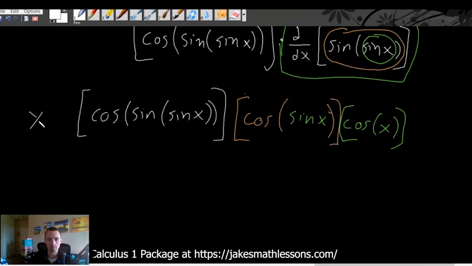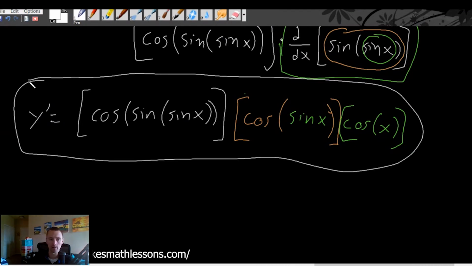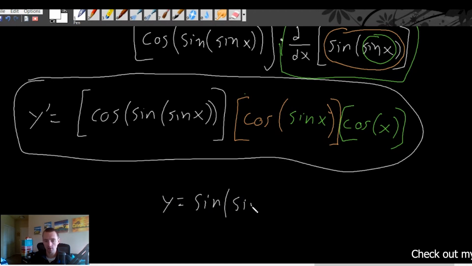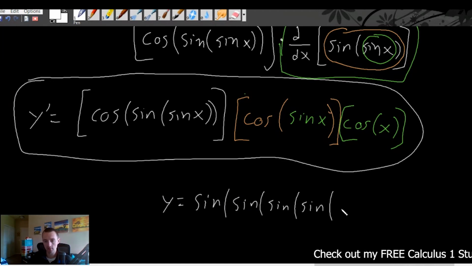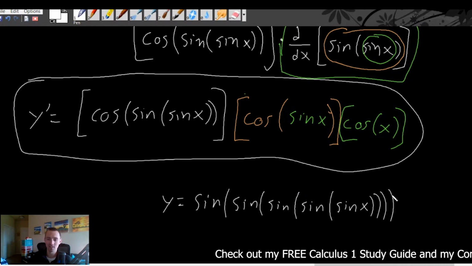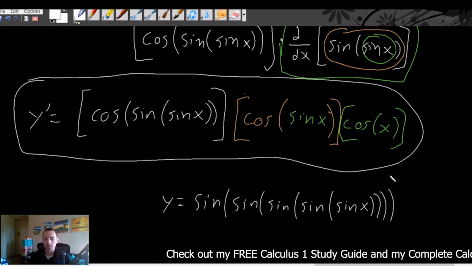But this is going to be now our y prime. So this same method could basically be applied if you had even more layers, right? In this case, we just had 3 layers. Theoretically, we could do this exact same process with like 5 layers, right? Like if we had y equals sine of sine of sine of sine of sine of x. And I know that seems crazy, but it's the exact same idea.